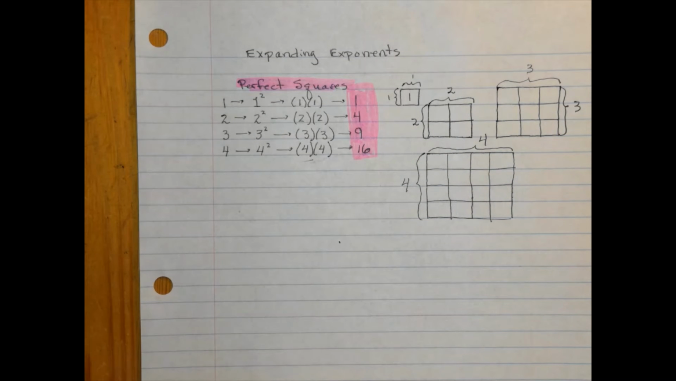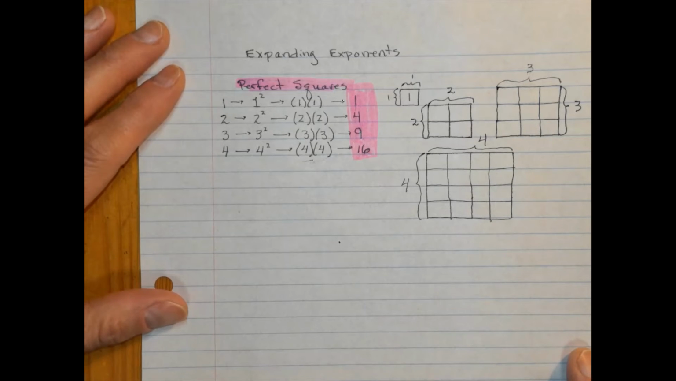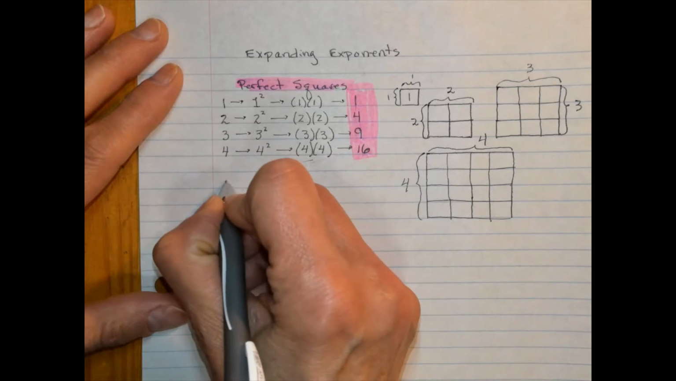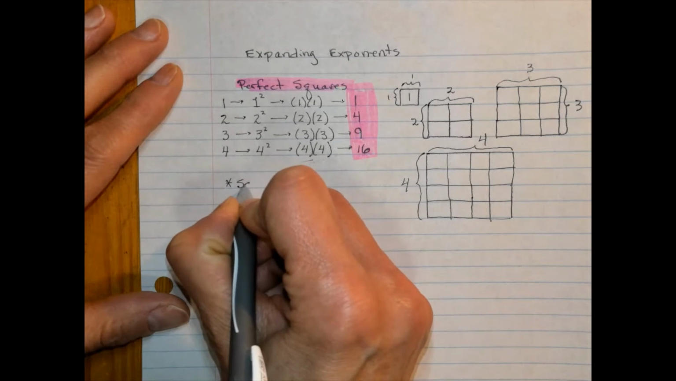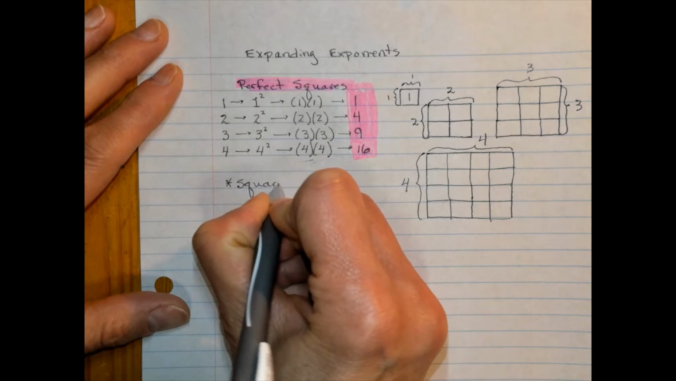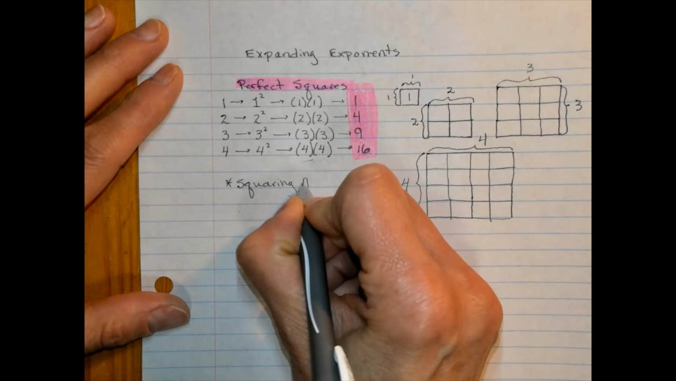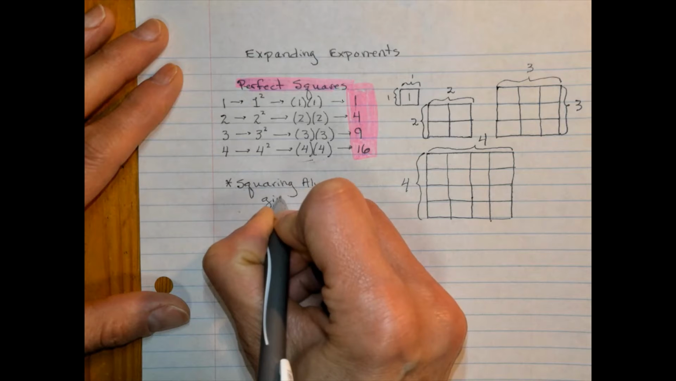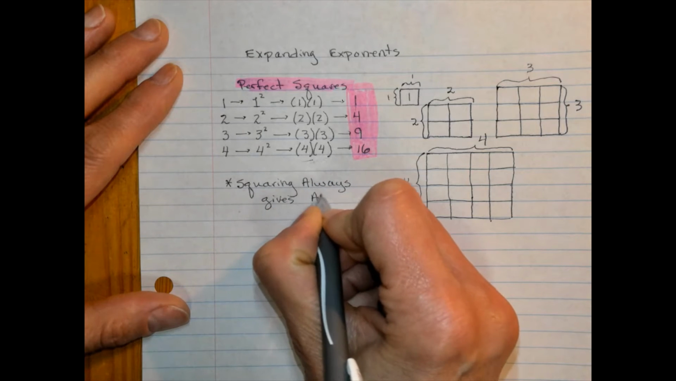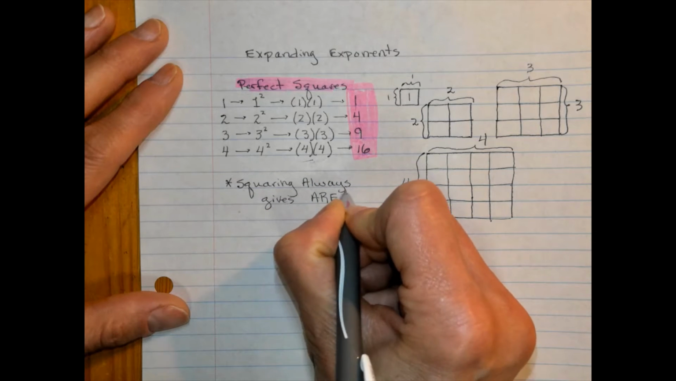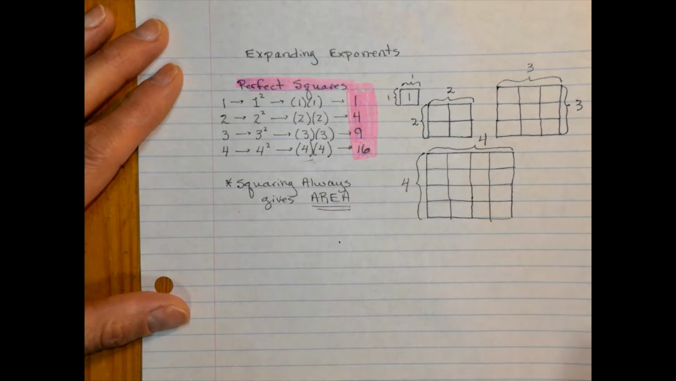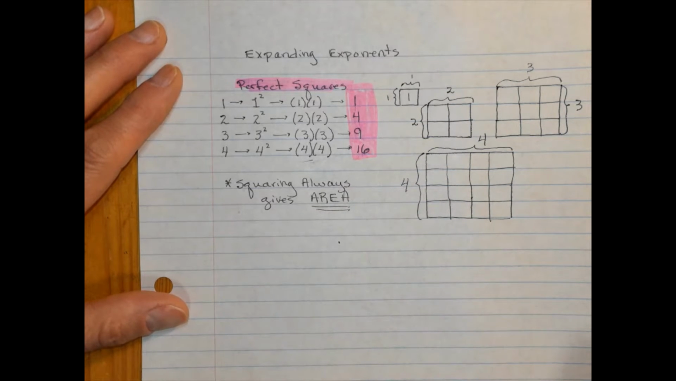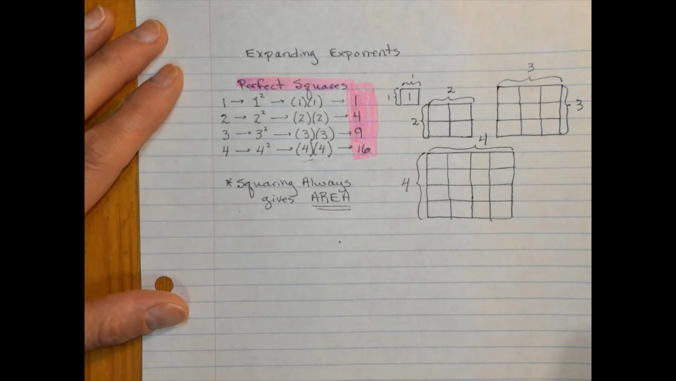So anytime we square anything, we always get area. Okay? So let's write that down because that's important to remember. Squaring always gives area. Okay, so that means that our quadratic is actually giving us an area because it is squared.